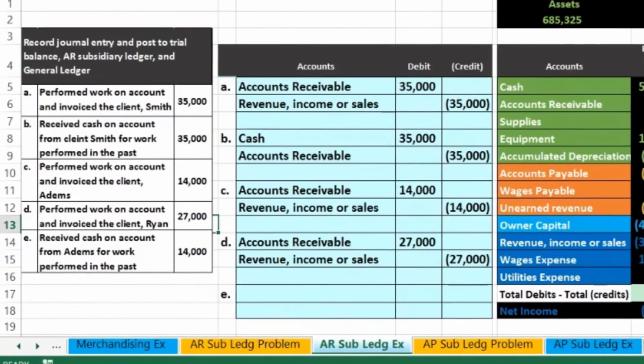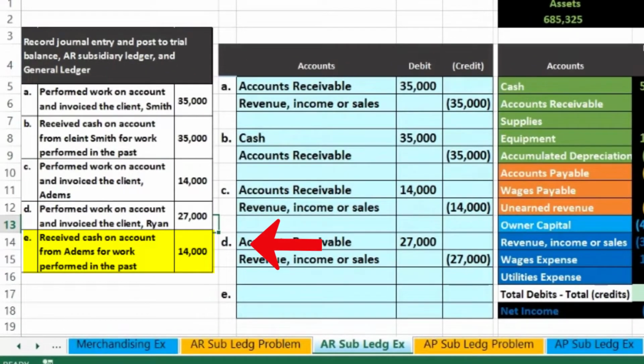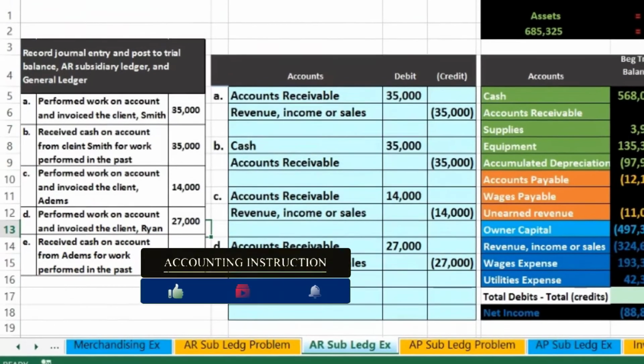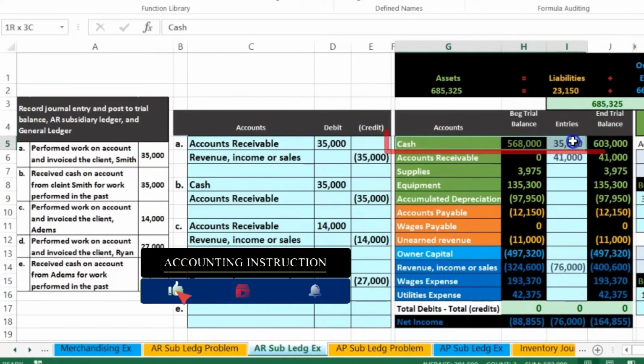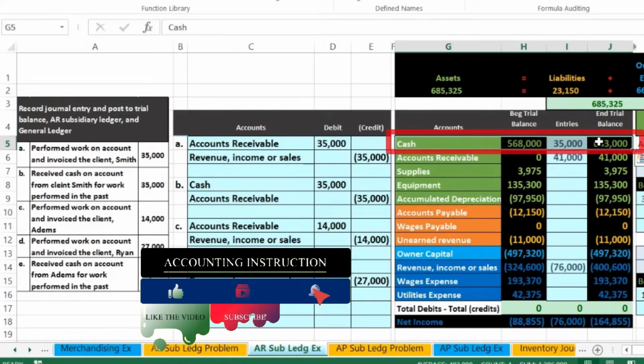Let's take a look at the last one here. We're going to say receive cash on account from Adams. So now Adams is going to pay us this 14 that we billed them in the past. That's what we expect to happen. We invoiced them and then we received a check in the mail. That's nice. So then we are going to say, well, is cash affected? Yes, cash is affected. We just got the check.